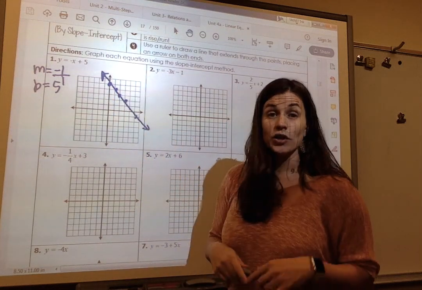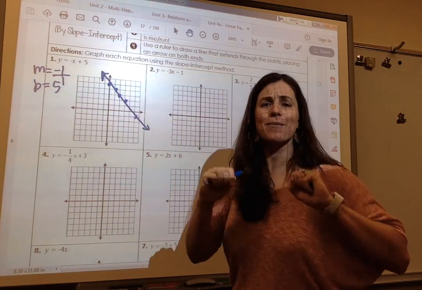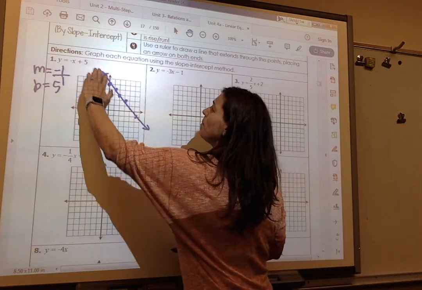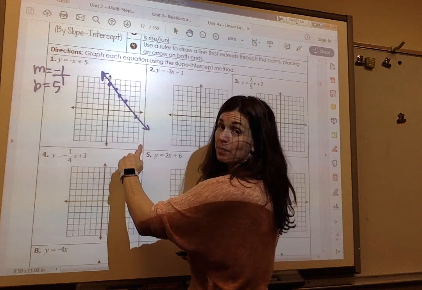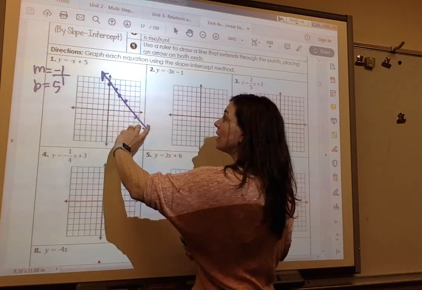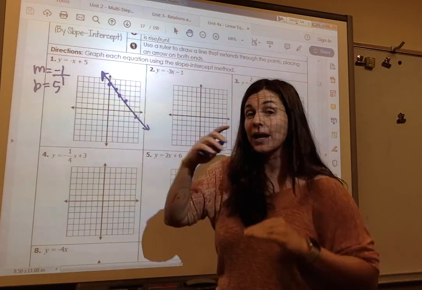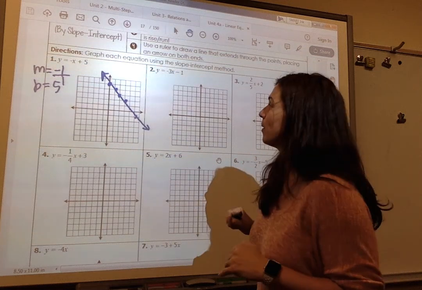A straight line with a straight edge. Notice my line. I am proud of my line. It is going through as many quadrants as it can. It extends past the coordinate plane, and I have arrows on both ends outside the coordinate plane. That's what a graph looks like, okay?